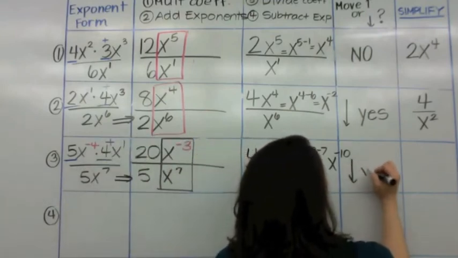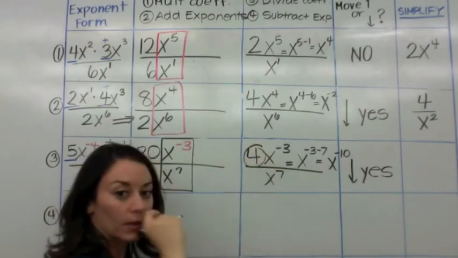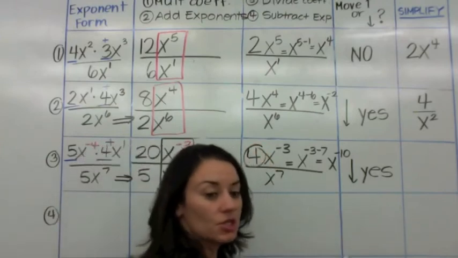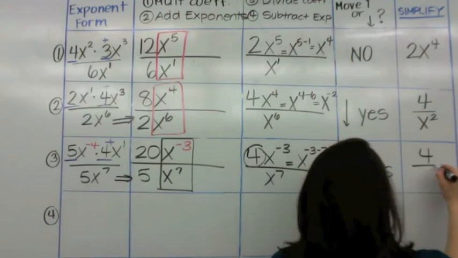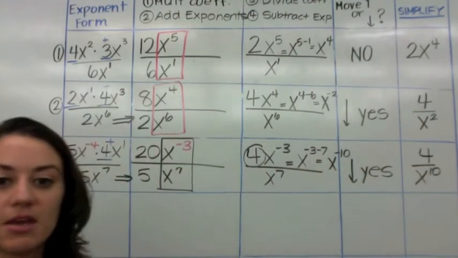So you are going to bring it down. What's the coefficient that's going to stay at the top? You're going to keep 4 at the top. So you're going to say that the answer is 4 divided by x to the power of positive 10. Okay, go ahead and get that down.